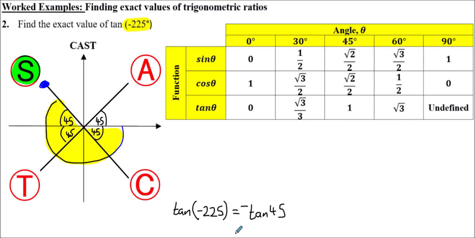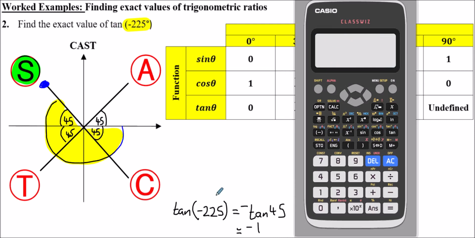And again, at this stage, do feel free to use your calculator to double check this. The point of this activity, though, isn't just to look at this and use your calculator without thinking. The point is to use your calculator to check, but see if you can use this CAST diagram to understand why values are what they are. So tan minus 225 is indeed negative 1.